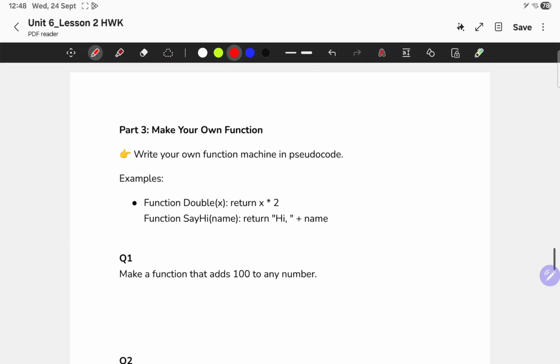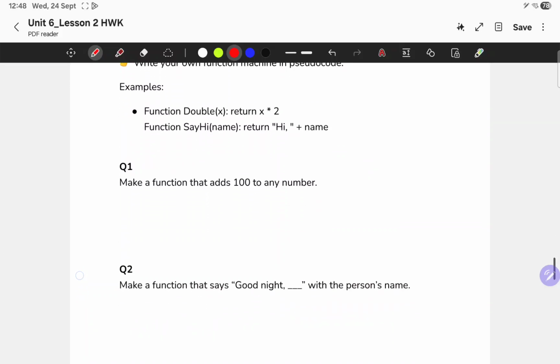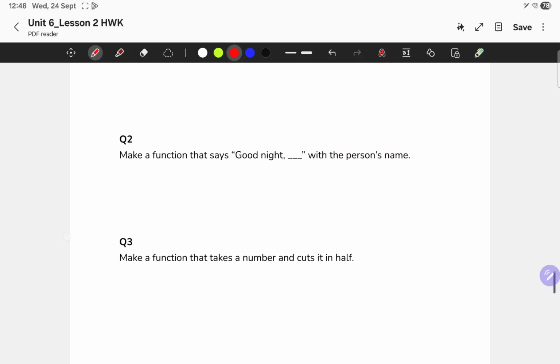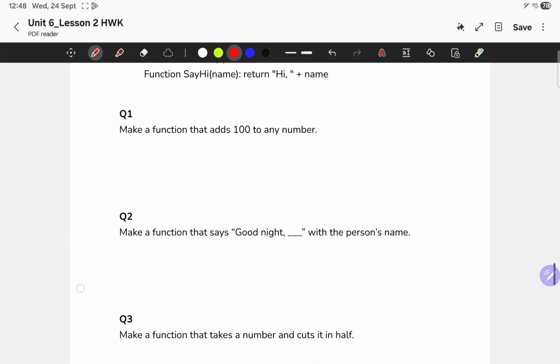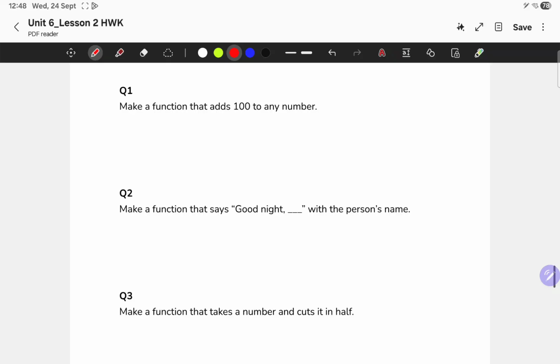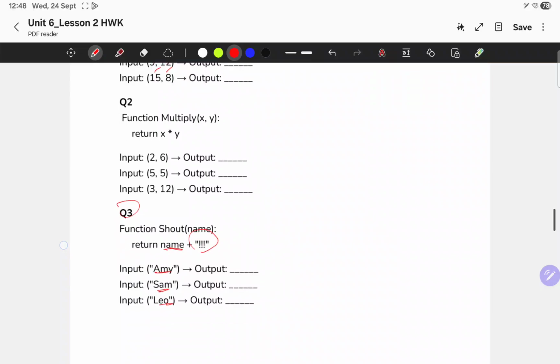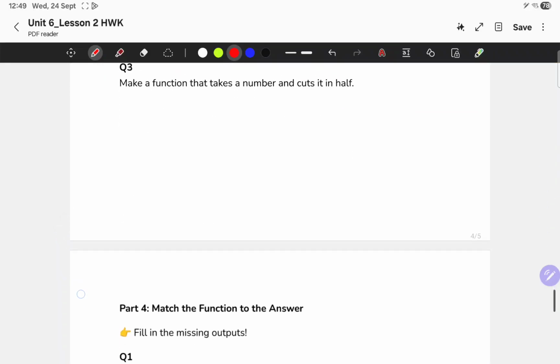Good. The next thing is going to be to make your own function. So make a function that adds 100 to any number. Make a function that says good night with a person's name. Make a function that takes a number and cuts it in half. Now, if you're really stuck, right, and you shouldn't be stuck, but if you're really stuck, you can take a look at the previous examples and you should be able to figure out how to do part 3, right? It shouldn't be too difficult at all, okay?